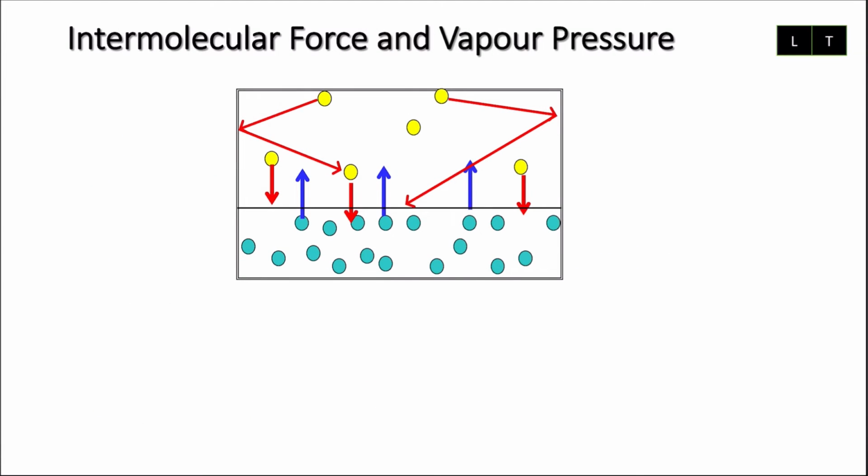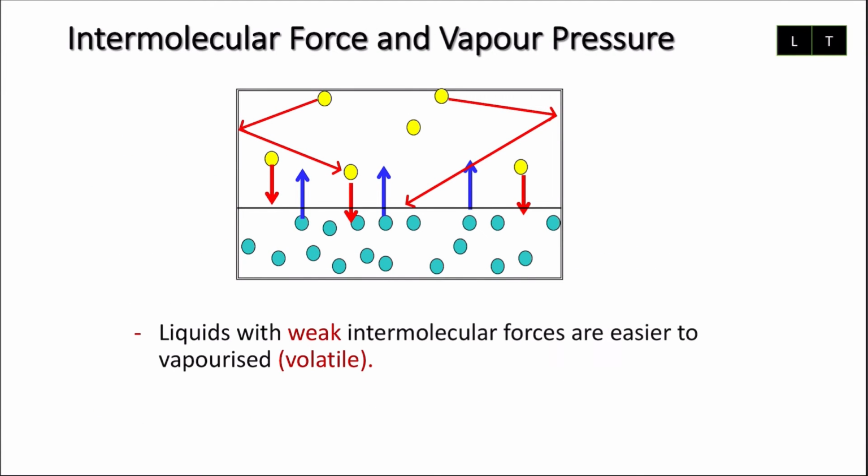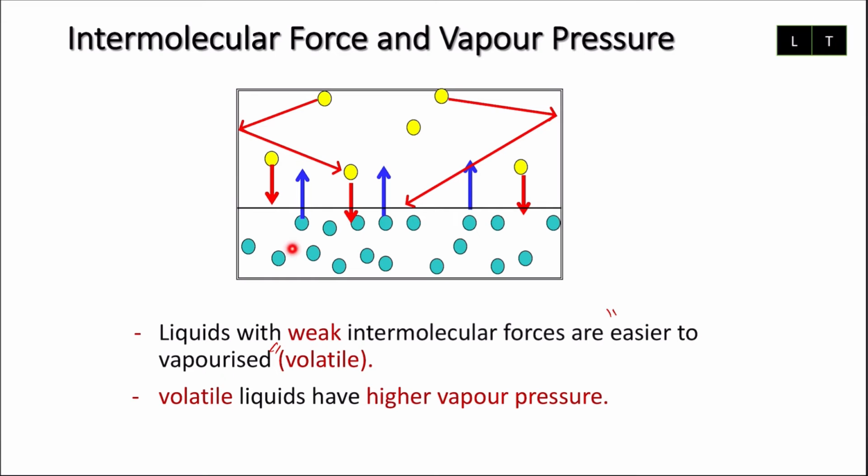Awak boleh nampak dekat sini, liquids with weak intermolecular forces are easier to vaporize. Dan another term untuk tunjuk easier to vaporize adalah perkataan yang mudah, dia lebih volatile. Volatile liquids have higher vapor pressure. So, boleh lihat dekat sini illustration yang Miss tunjuk. So, settle about the process yang kita belajar.